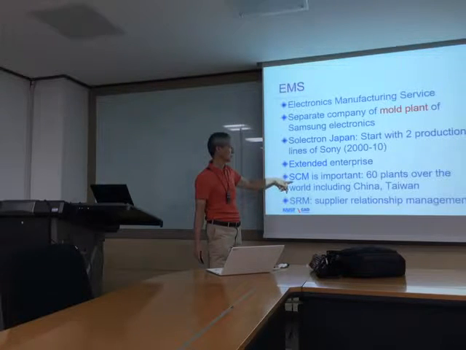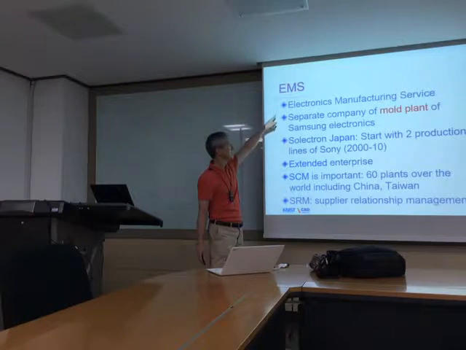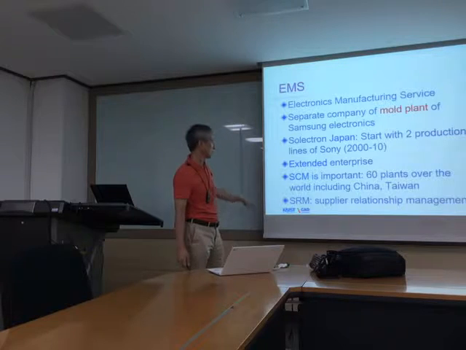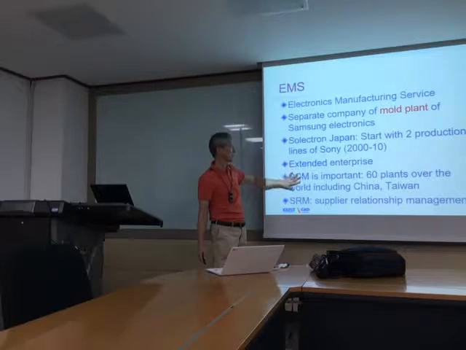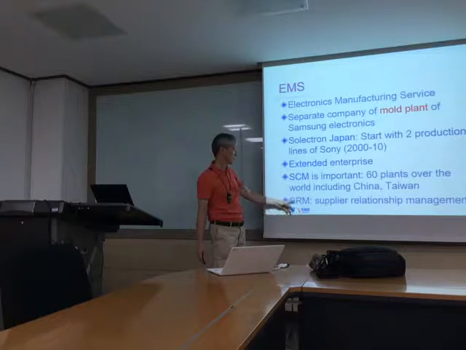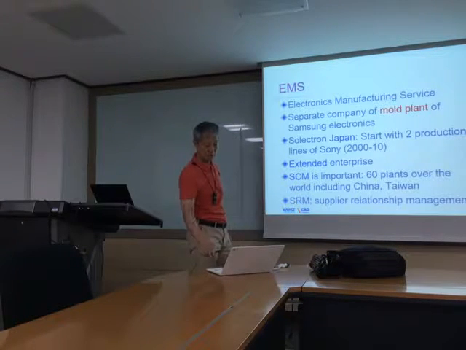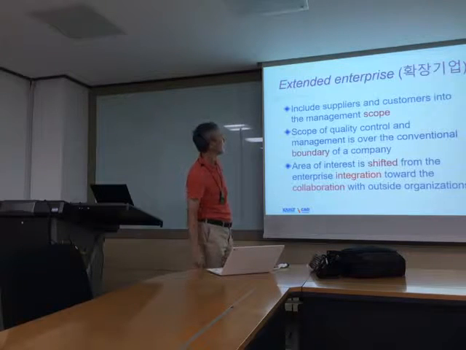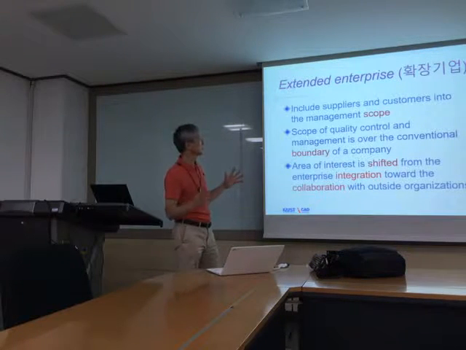Supply chain is important for them because of the outsourcing and OEM. Now Electron has 60 plants over the world, including China and Taiwan. Supply relationship management is a new area. So what is an extended enterprise?